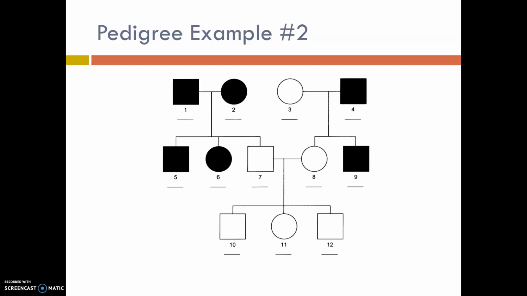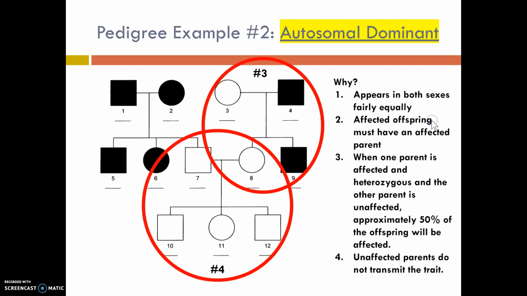But if we take a look at our list of things that qualify each of our different types of pedigrees, autosomal dominant is going to fit this pedigree best. The reason for that is that we have the trait in both sexes. It's relatively equal in both sexes in this pedigree. Now, affected offspring must have an affected parent. So number 9 here has an affected parent. Numbers 5 and 6 have affected parents as well.